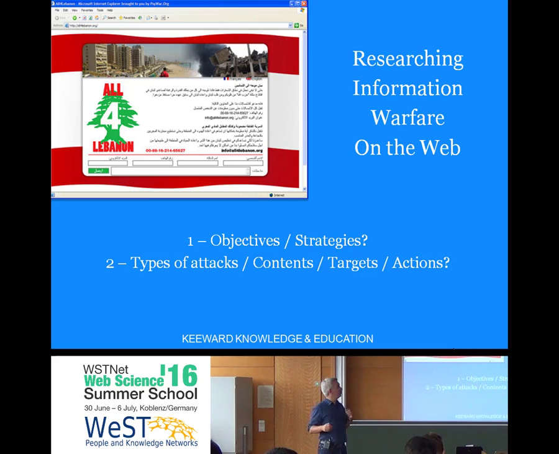We also wanted to make the connection between the types of attacks, the contents that are used in the attack, the targets, what kind of targets, are people targeted, or media outlets targeted, or governments targeted, and the actions. So we wanted to draw some sort of a map connection between strategies, objectives, ways of attacks, types of attacks, contents, to understand why this information warfare makes sense and is going on.